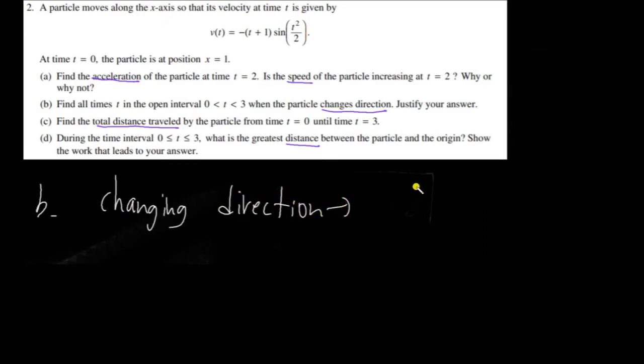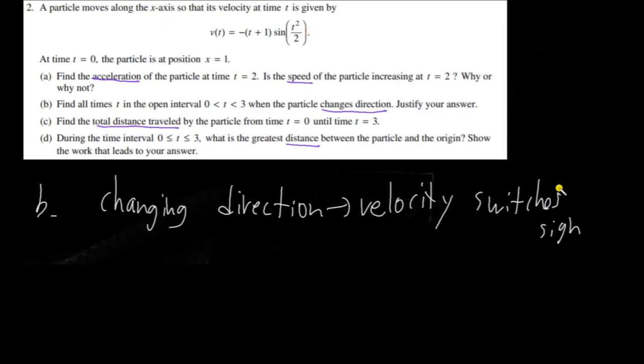Alright, part B. Find all times t from 0 to 3 where the particle changes direction. Justify your answer. So changes direction. That's another key word when you see part B. So when you think of changing direction, the first thing that should come to your mind when you see those words is the velocity switches sign. So it switches from positive to negative or negative to positive.